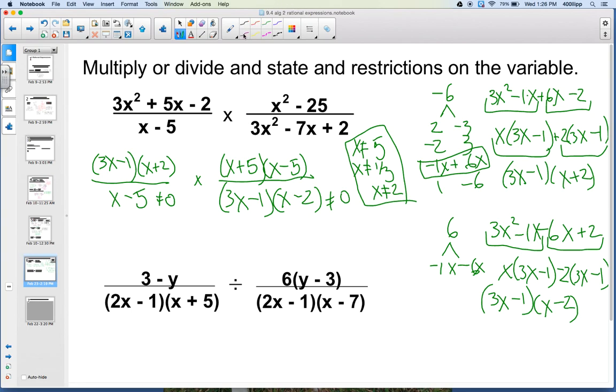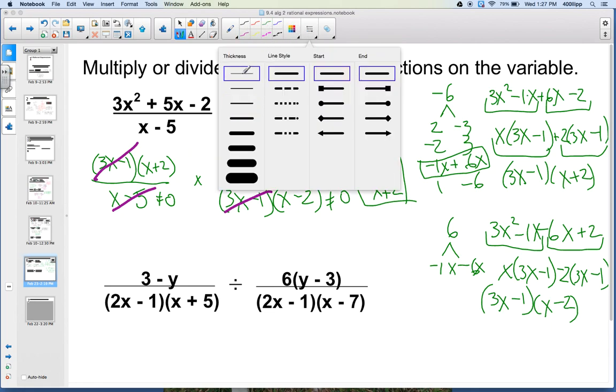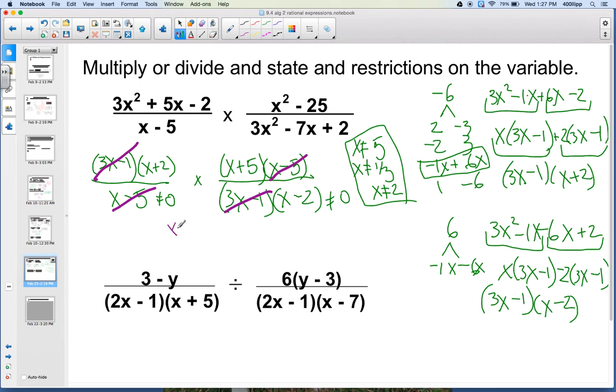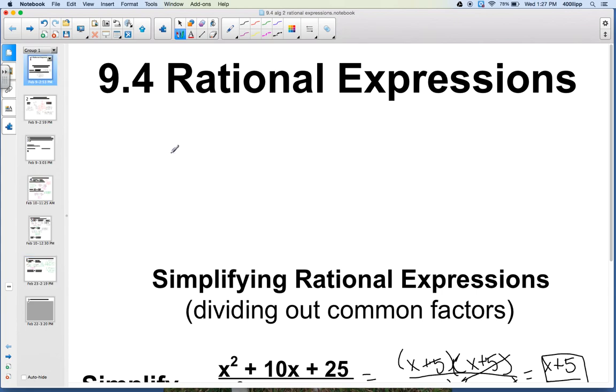Now we'll look to see if we can cancel anything out. And we can, 3x minus 1 and a 3x minus 1. And then we have an x minus 5 and an x minus 5. These are not the same. X plus 2 and x minus 2 are not the same. So we'll just rewrite those as x plus 2 times x plus 5 all over x minus 2. And this is the simplified version with these as our restrictions. And that will cover the section of 9.4 rational expressions.